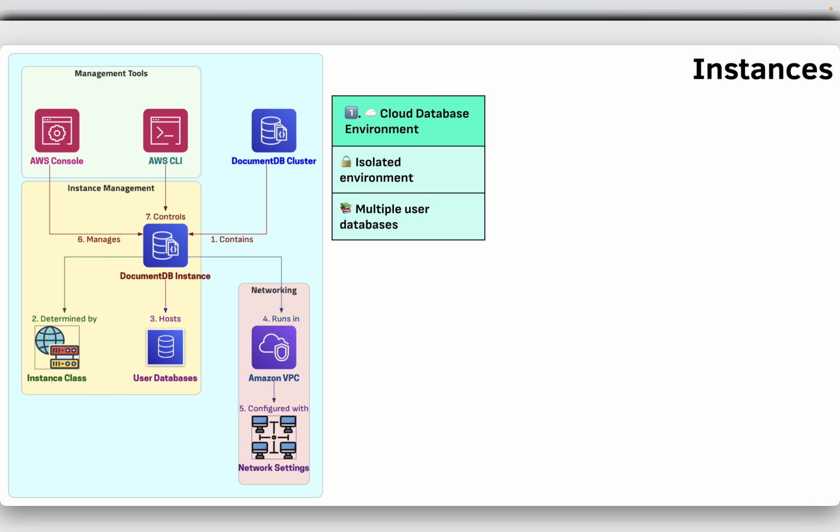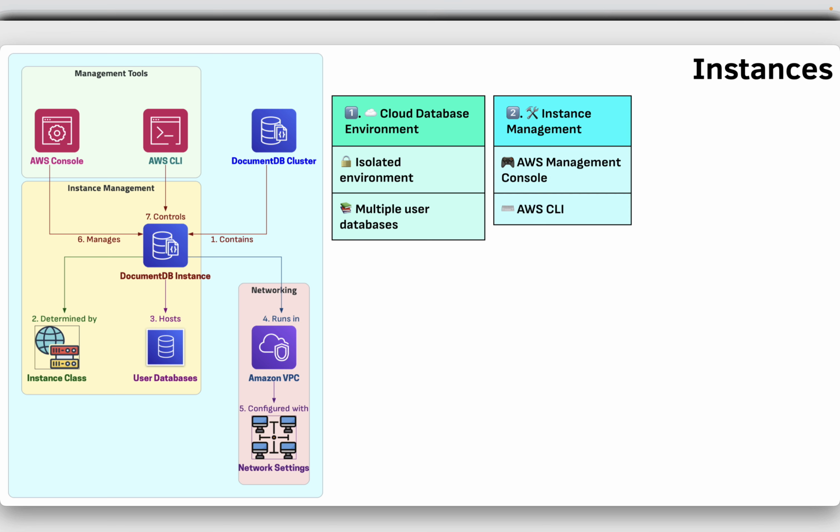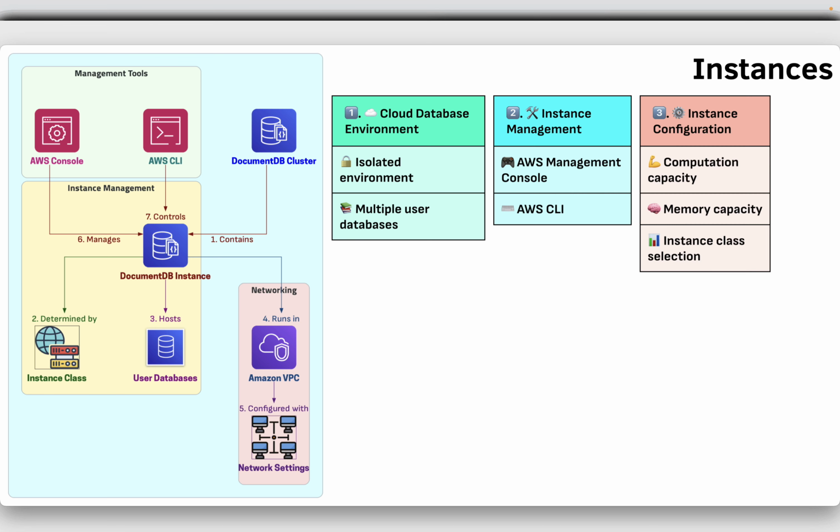Now instances. An Amazon DocumentDB instance provides an isolated database environment in the cloud, which allows you to maintain secure and separate database workloads while enabling multiple user-created databases within each instance. Instance management is streamlined through two primary interfaces. The AWS Management Console provides a graphical interface for instance creation and modification, while the AWS CLI offers command-line control for automation and scripting capabilities. The instance configuration is determined by its instance class, which specifies both the computation and memory capacity available to the database. This allows you to precisely match resources to your workload requirements.